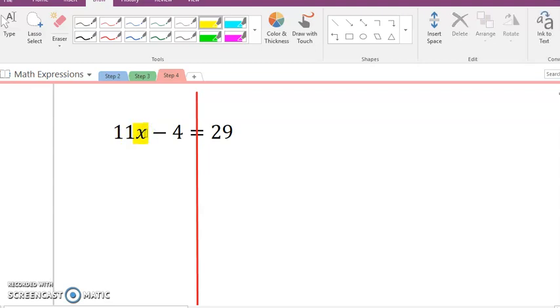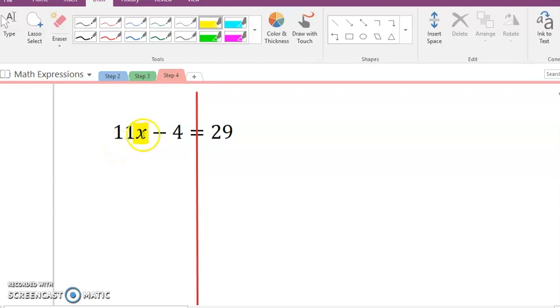and I'm still trying to get x all by itself on this left side of the red line, this side of the equation. Currently, x is not by itself because there's an 11 and there's a -4. Well, mathematically, we want to reverse our order of operations to solve this. We have to go backwards with PEMDAS. We would do our addition and subtraction prior to doing our multiplication and division.